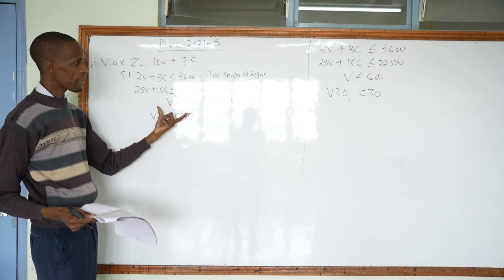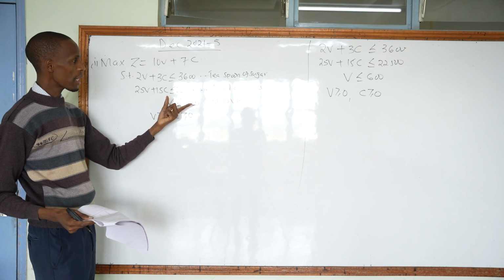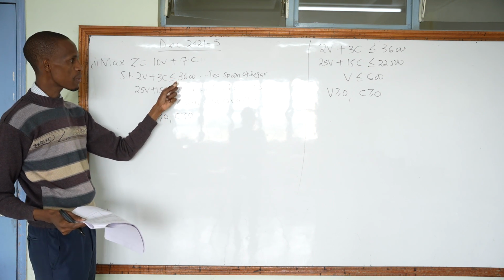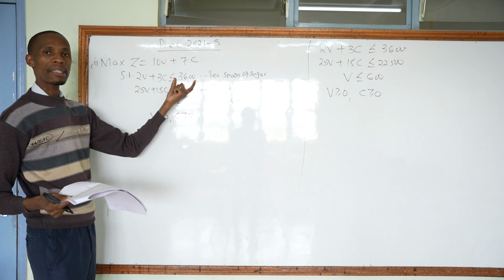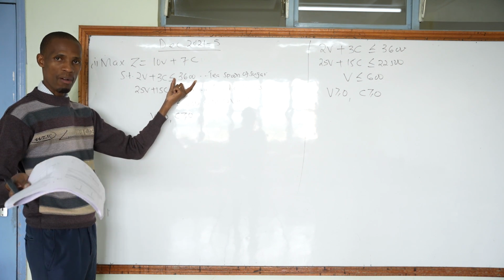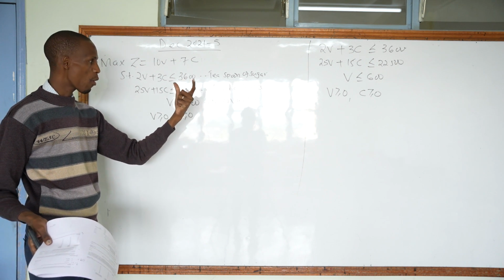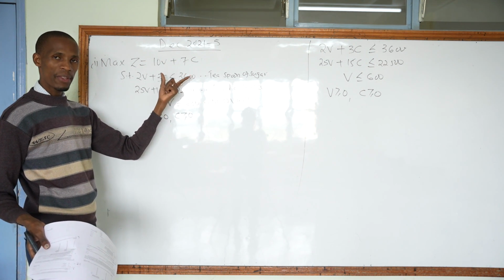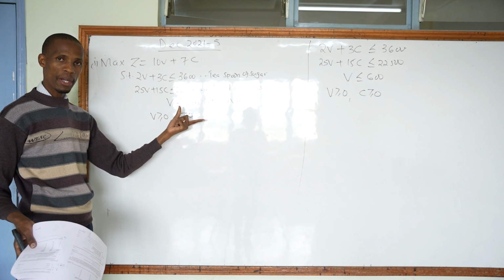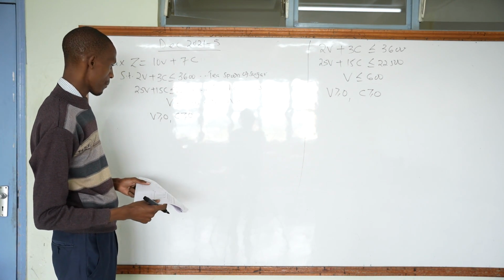So the objective, and S stands for subject to. We are limited by these constraints. Where can we use greater than? In case you are told, for example, it is at least, or 6 and above, then it is a case of more. But this one, we are told 600 and 22,500, which tell us you cannot exceed that.